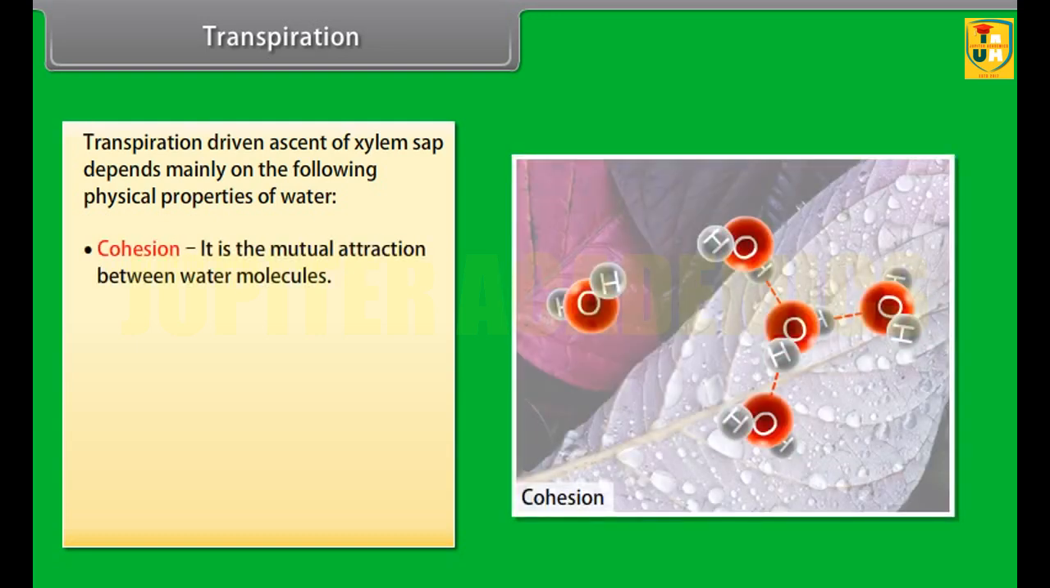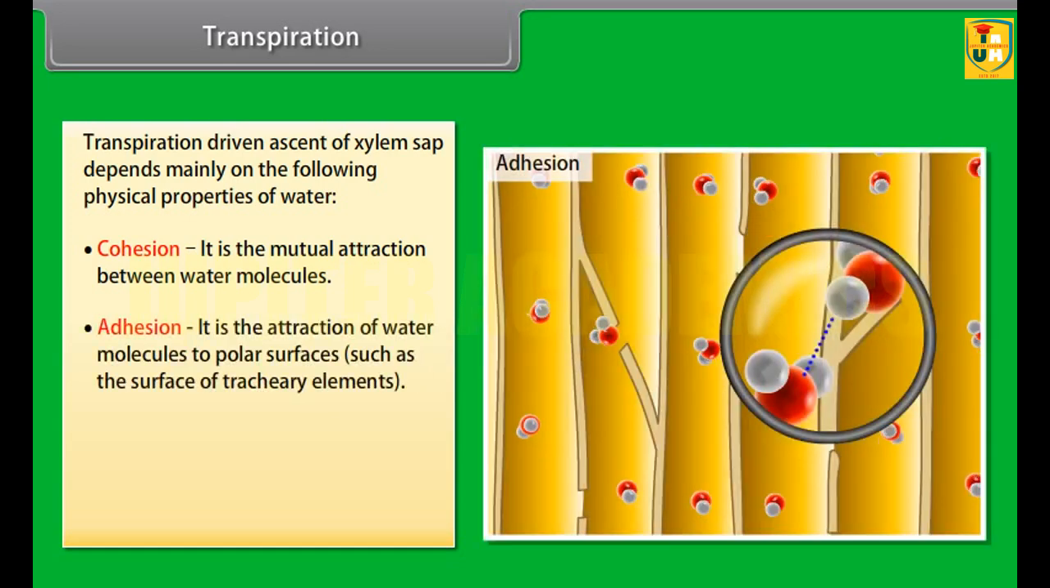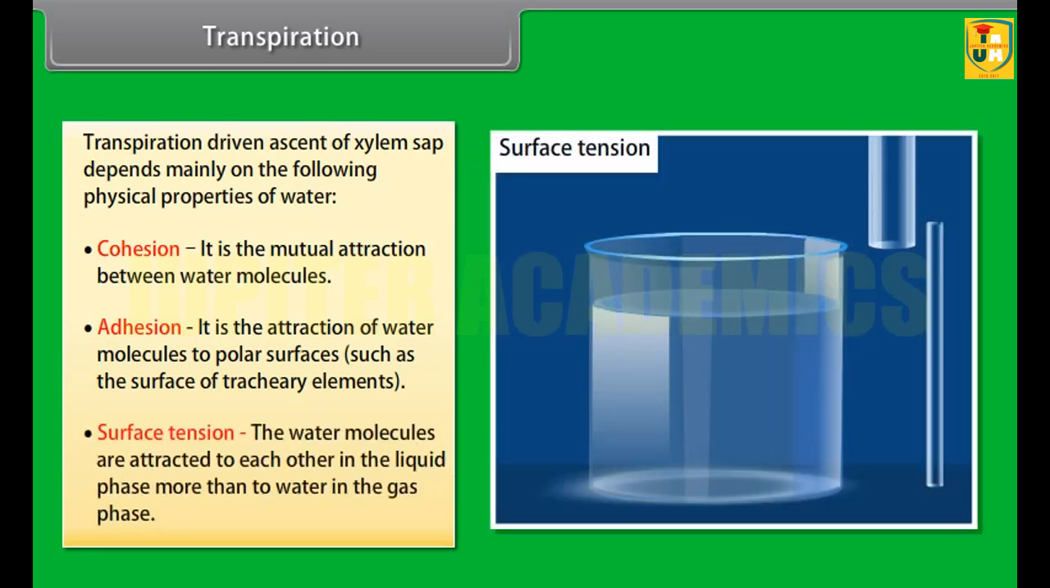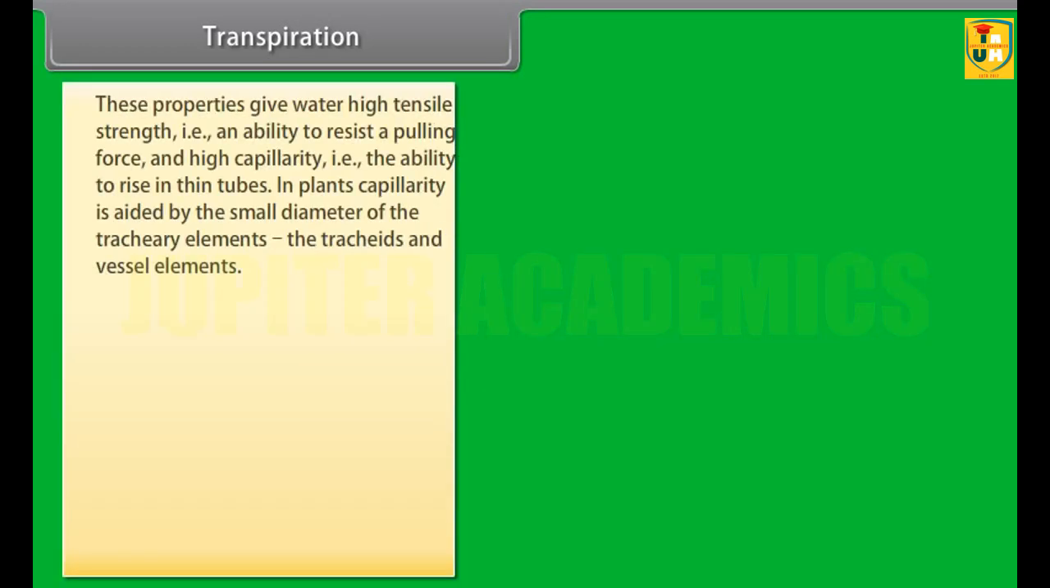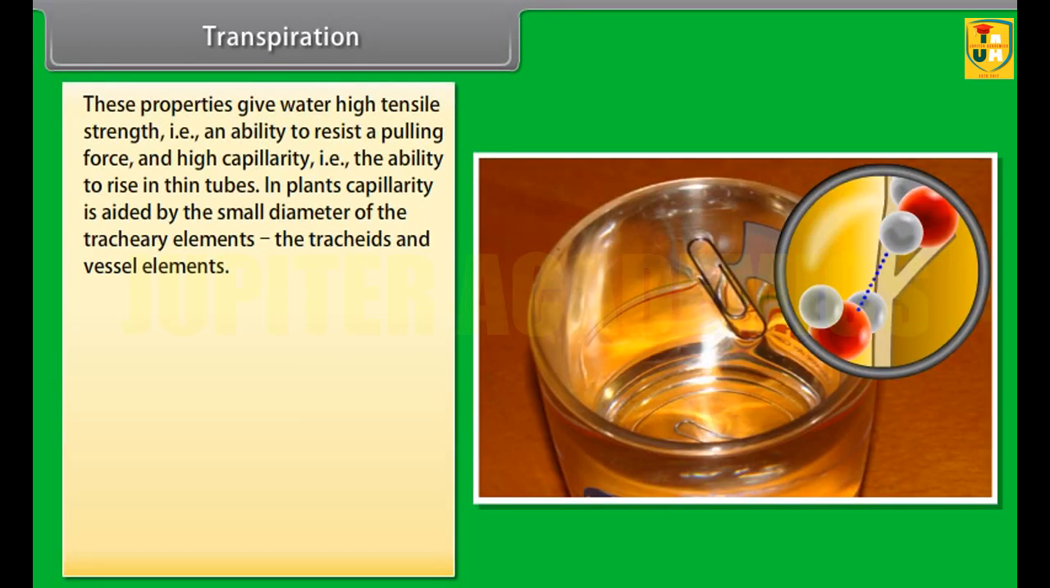Cohesion is the mutual attraction between water molecules. Adhesion is the attraction of water molecules to polar surfaces, such as the surface of tracheary elements. And in surface tension, the water molecules are attracted to each other in the liquid phase more than to water in the gas phase. These properties give water high tensile strength, which is an ability to resist a pulling force, and high capillarity, which is an ability to rise in thin tubes. In plants, capillarity is aided by the small diameter of the tracheary elements, the tracheids and vessel elements.